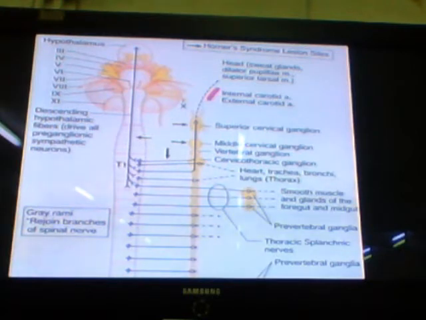They'll complain of lack of sweating on the same side of the face. What else would you know? When you take your flashlight to do your pupillary reflexes, you'll notice that the pupil is what? Constricted, not dilated. Yes?